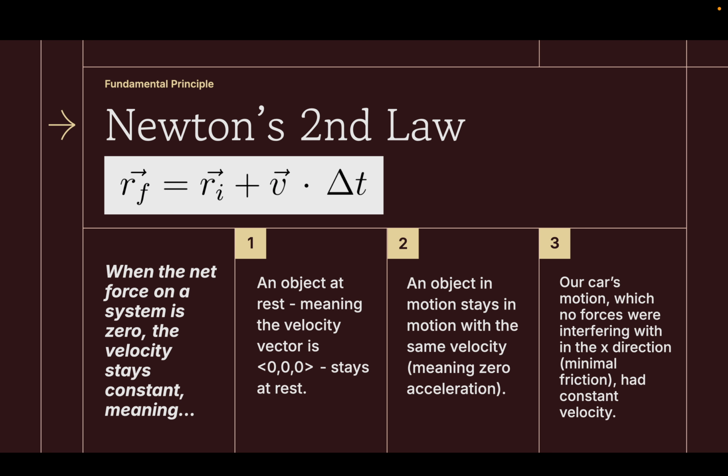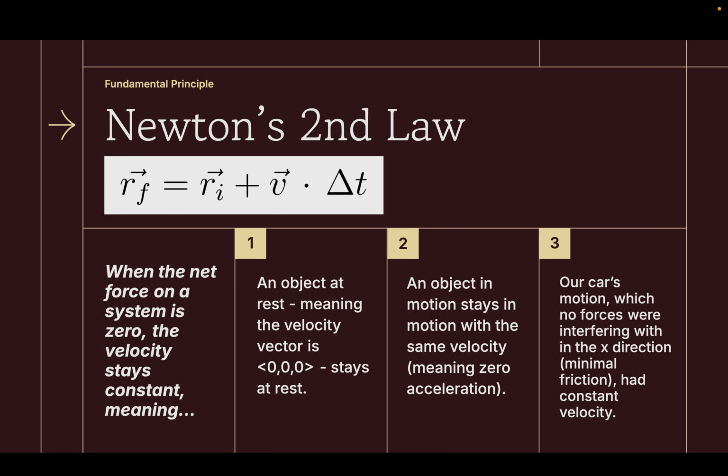So Newton's second law is the fundamental principle. In this case, I use the equation r final, or position final, equals r initial, the initial position, plus the velocity times the change in time. But the velocity in this case was constant, because when the net force on a system is 0, the velocity stays constant, which means, famously, that an object at rest stays at rest, and an object in motion stays in motion with the same velocity, meaning 0 acceleration.